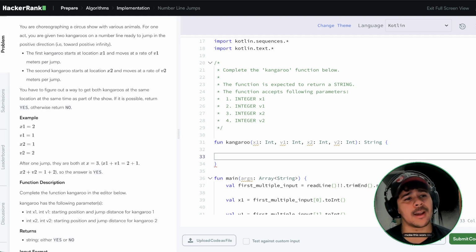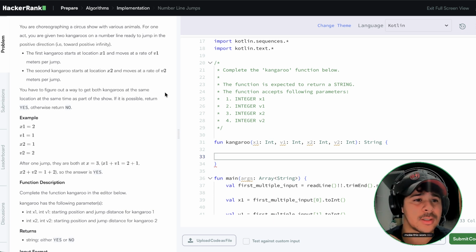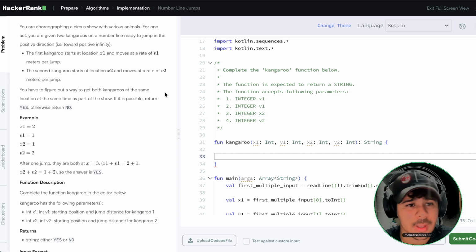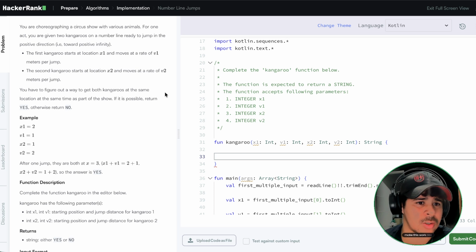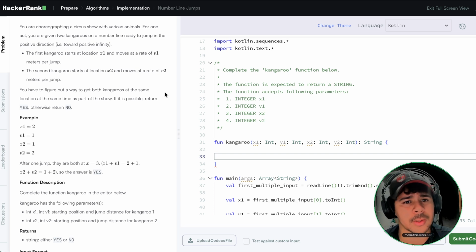Okay. Hello. Today we are here to solve this Kangaroo HackerRank problem. So let's just do it. You are choreographing a circus show with various animals. For one act, you are given two kangaroos on a number line ready to jump in the positive direction towards positive infinity. So always positive.